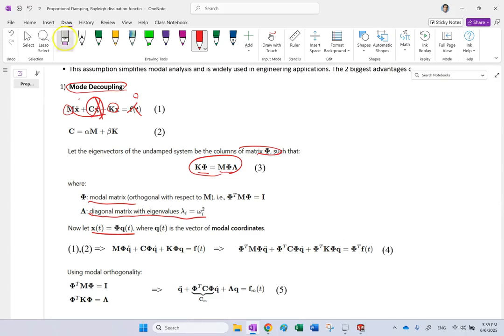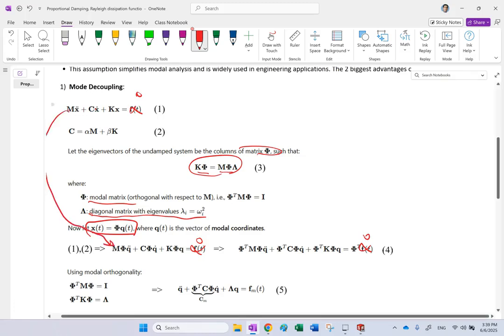Now, when that C does exist, what can we do? Well, we still use the same transformation as last time, x equals phi times q. Again, this f could be 0 or non-zero. For simplicity, let me just set it to 0. So now, by setting x equal phi times q, my original equation turns into M phi q double dot plus C phi q dot plus K phi q equals 0.